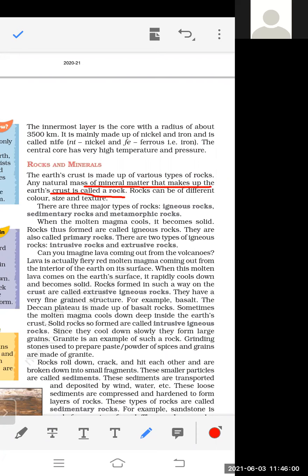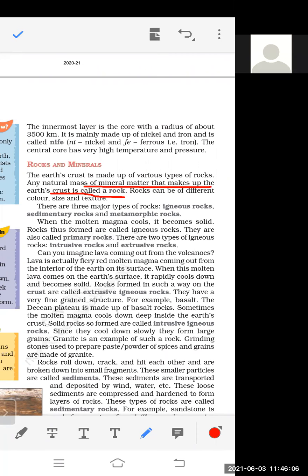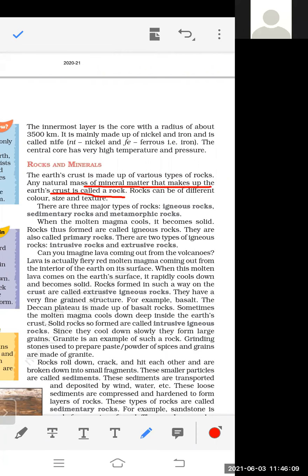So rocks can be of different size, color and texture. For example, in your home you use different types of marbles. They have different colors. Some marbles are green, some white, some black. Actually, what is marble? Marble is a type of rock, and it is made up of different types of minerals, which give them different colors, shapes and sizes. But majorly we can divide the rocks into three types. First is igneous rocks, second sedimentary rocks, and third is metamorphic rocks.